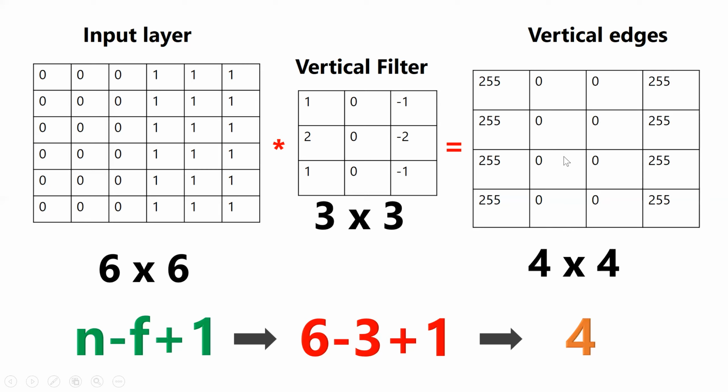So how can we identify the size? There is a formula which is called n minus f plus 1. So n is nothing but the size of the input layer, which is 6. F is nothing but the size of the filter, which is 3. This one is coming from here, which is nothing but 6 minus 3 is 3. 3 plus 1 is 4. So our vertical edges of the output layer size will be 4 cross 4.